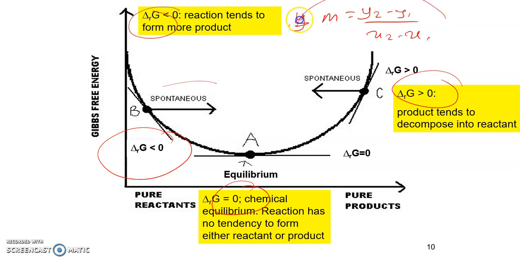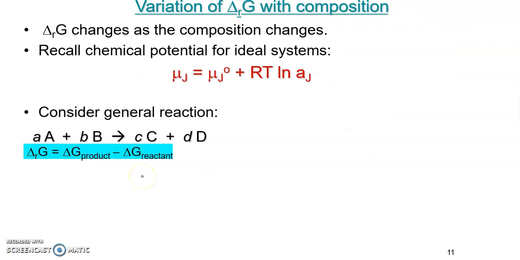So from this equation we will get the value of our slope, and then we can get the value of delta Rg, and later on we can determine whether it is more than, less than, or equal to 0. And let's see the variation of delta Rg with the composition.